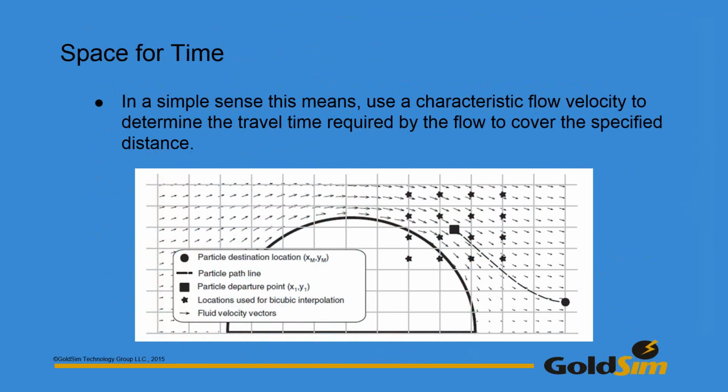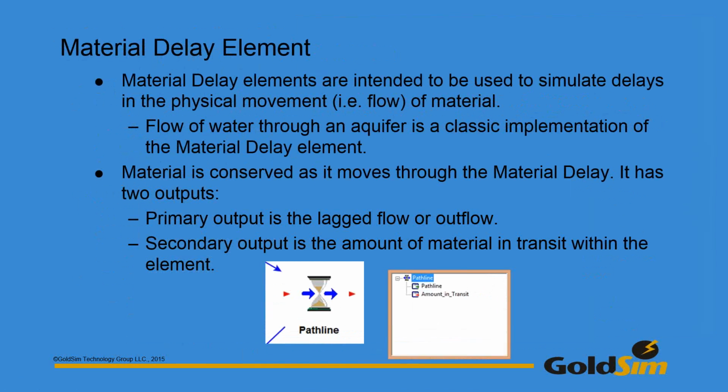For the implementation in GoldSim, we're going to use the material delay element, and we'll go over it briefly here. The material delay elements are intended to be used to simulate delays in the physical movement or flow of material. One of the classic examples given in our manual is flow of water through an aquifer. There are several others given, but I figured that's probably the most representative example for the discussion today.